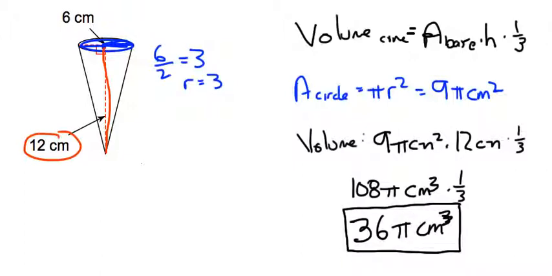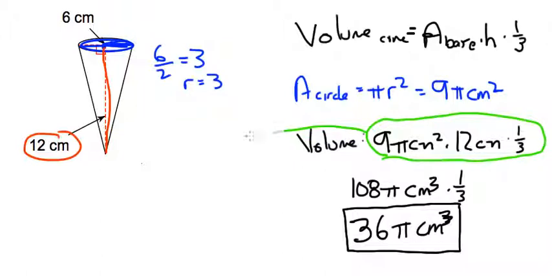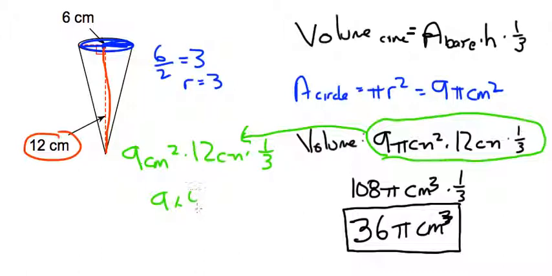Let me just switch colors here and show you something that could be easier. When I had my problem over here, let's take that and bring it over here now. So we had 9 centimeters squared times 12 centimeters times 1/3. Well, it would have probably been easier, rather than to multiply these two numbers together, I could have taken 1/3 times 12, for example, and that's 4, so then I would just have 9 times 4, and that's going to get me my 36.